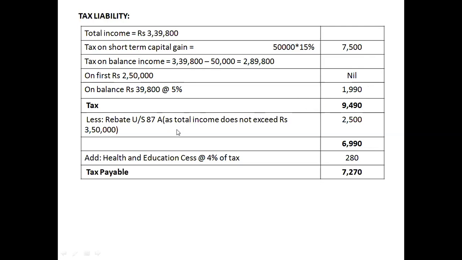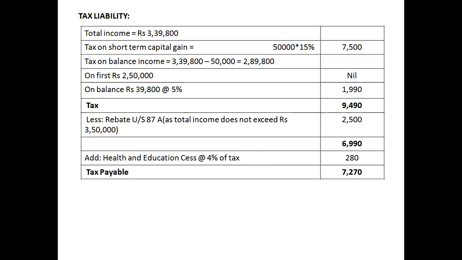So he will get 9,490 rupees. Now, as a rule, you have a rebate where you can get a reduction. Rebate under section 87A applies as your total income does not exceed 3,50,000. Here your income is less than 3,50,000, so you can get a rebate, but only up to 2,500. So 9,490 minus 2,500 gives 6,990 rupees. For this you should add education cess, which on 6,990 is 280. So 6,990 plus 280, your tax payable will be 7,270 for this problem.